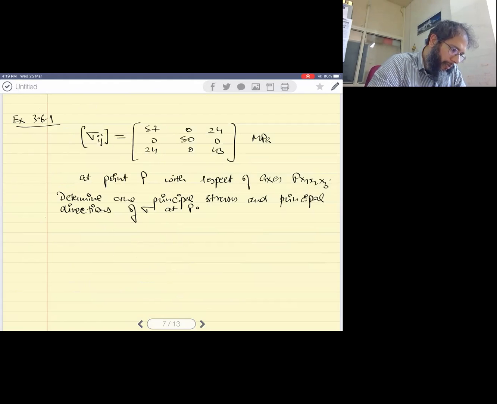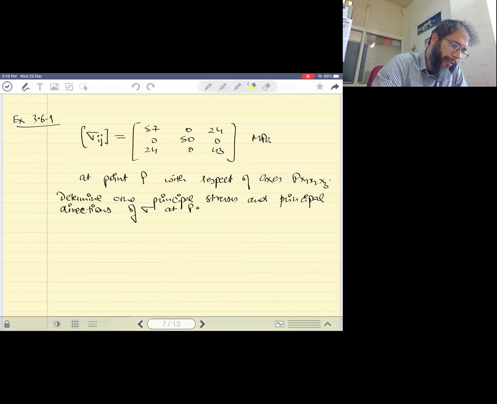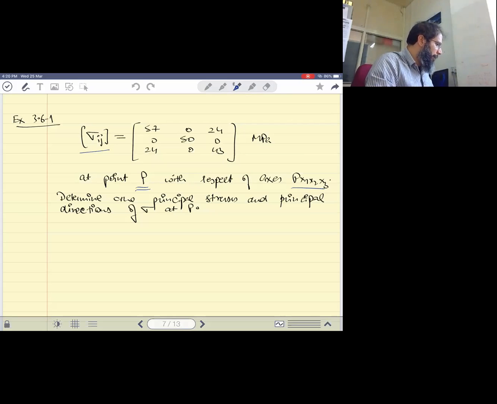So there is an example 361, let's try to do that. The example says that the stress value sigma at a given point P is given to us with respect to axes x1, x2, x3. That is, the components of the stress tensor are given with respect to these axes. We have to determine the principal stresses and the principal directions of sigma at point P. It's a solved example from the book. I will not do it fully, but I'll write what method you use.